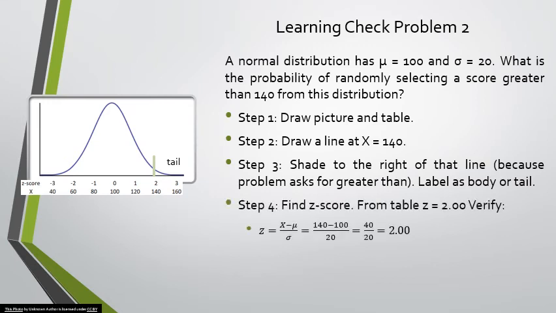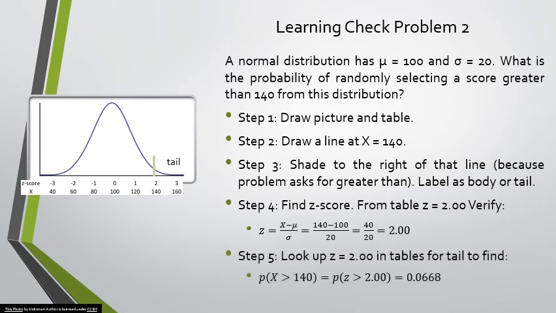Step 4, you're going to find the z-score. From that table, we can read that the score of x equals 140 corresponds to a z-score of 2. You can verify it using the equation. Finally, you're going to look up in your tables 2.00 for the tail to find that the probability of x greater than 140 is equal to the probability of z greater than 2, which is equal to 0.0668.